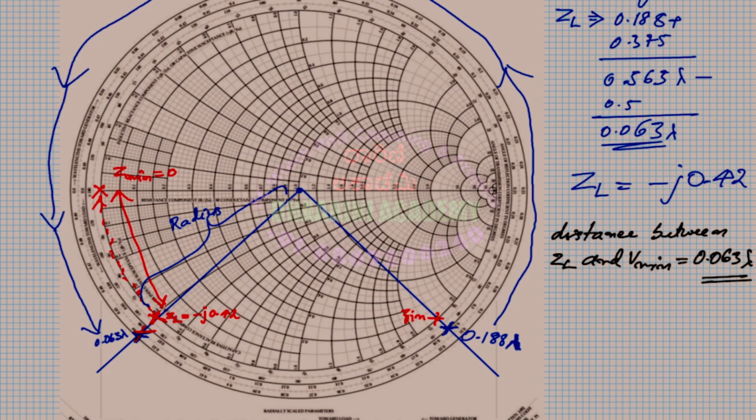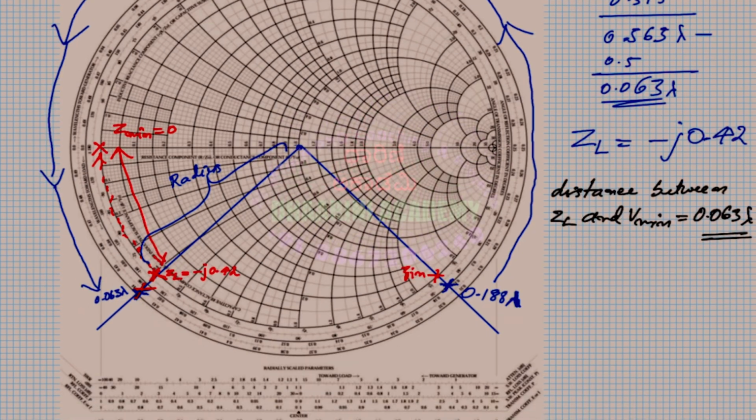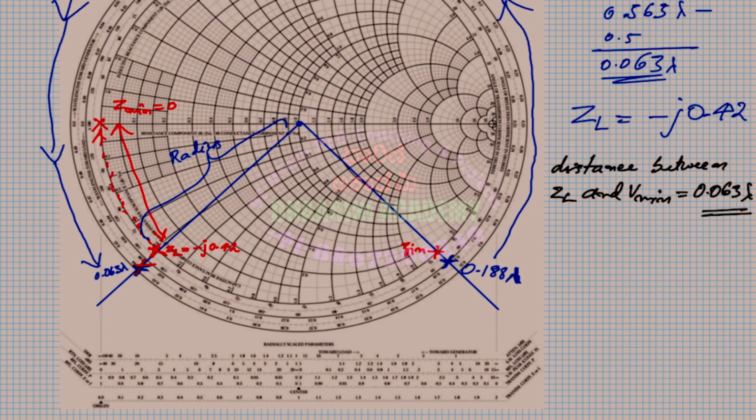When I say I am going to move towards the load, which direction are you supposed to move? You are supposed to move anti-clockwise, correct? From the load, I'll mark with maybe a red color. From this load, I am going to move anti-clockwise, that is this direction. Are you okay?